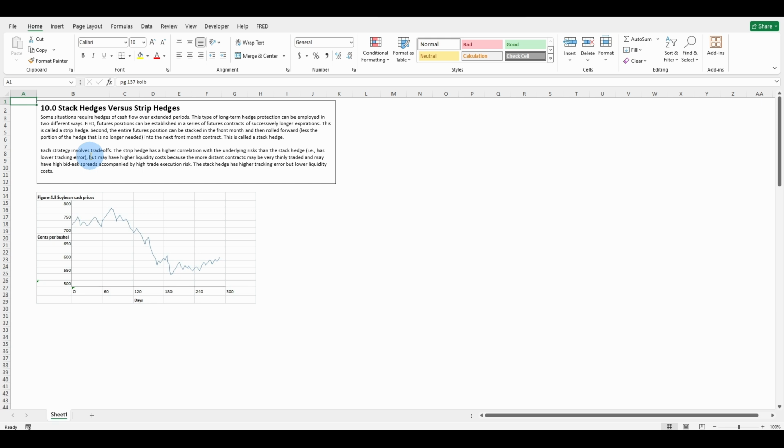Each strategy involves trade-offs. The strip hedge has a higher correlation with the underlying risks than the stack hedge, i.e. has lower tracking error, but may have higher liquidity costs because the more distant contracts may be very thinly traded and may have high bid-ask spreads accompanied by high trade execution risk. The stack hedge has higher tracking error but lower liquidity costs.